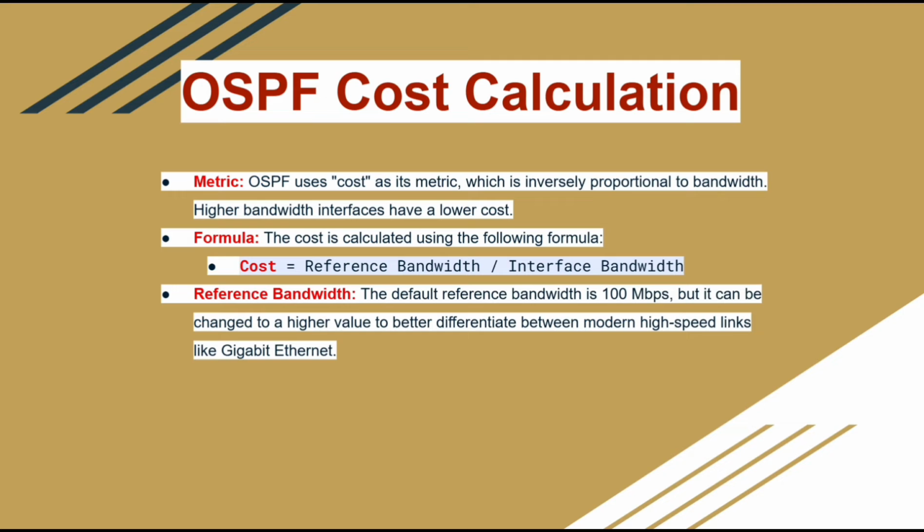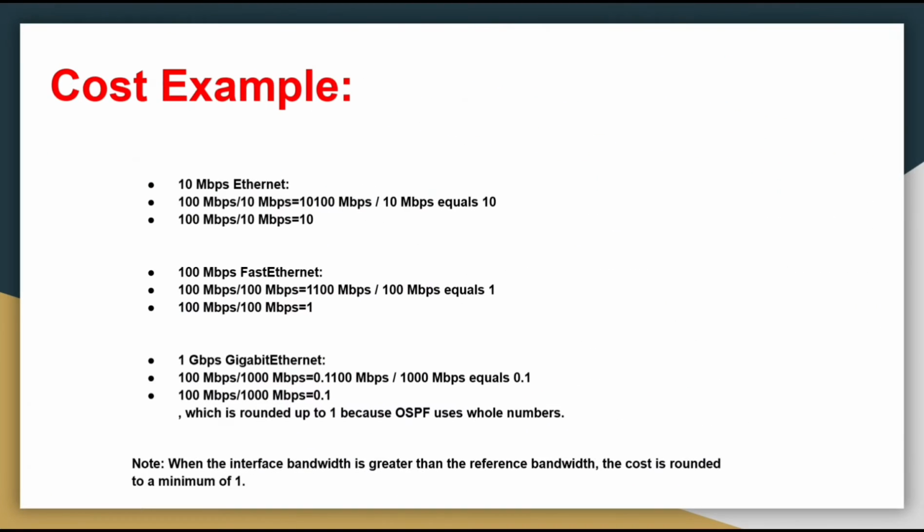Now, the OSPF cost calculation metric. OSPF uses cost as its metric, which is inversely proportional to bandwidth. Higher bandwidth interfaces have a lower cost. Formula: you can see the formula of cost here, reference bandwidth over interface bandwidth. Now, reference bandwidth. The default reference bandwidth is 100 Mbps, but it can be changed to a higher value to better differentiate between modern high-speed links like gigabit Ethernet. Now, next page. You can see the cost example here. You can take a screenshot of it or write it in your notebook.